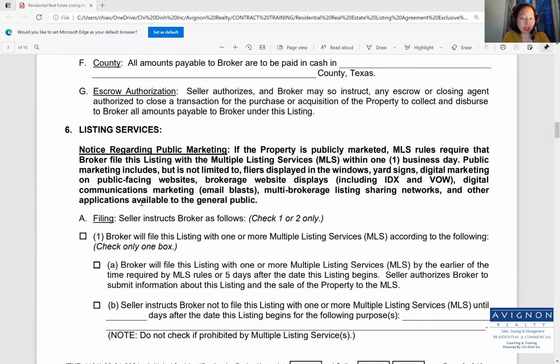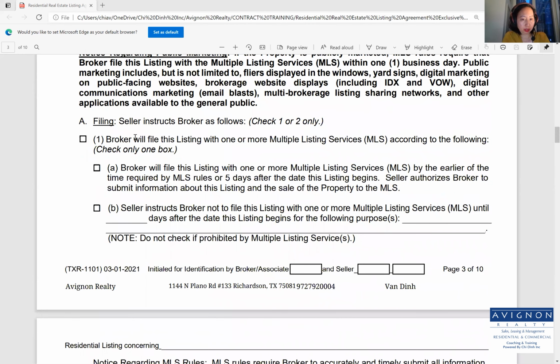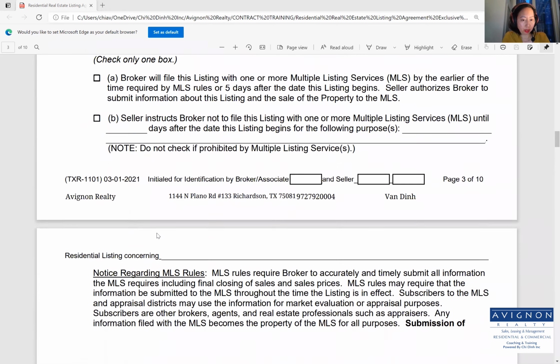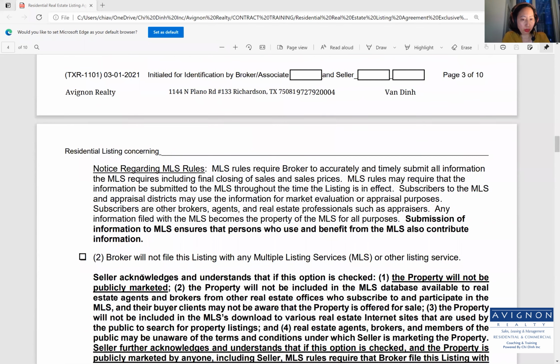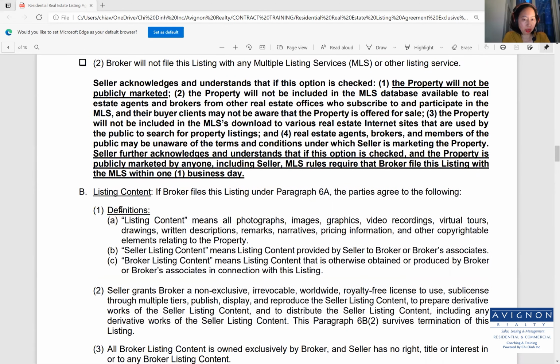And you have paragraph 6, listing services. Notice regarding public marketing. You can read through this regarding filing. Seller instructs broker as follows. And then 2, broker would not file this listing with any multiple listing service or other listing service. If that's the case, then 2 will be checked. And then there's listing content, the definition.